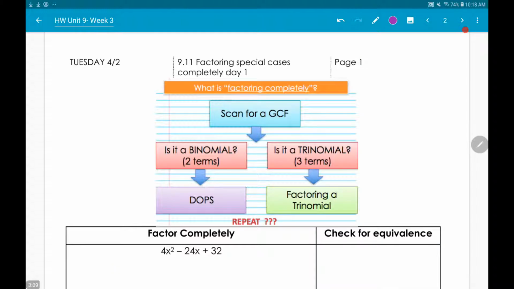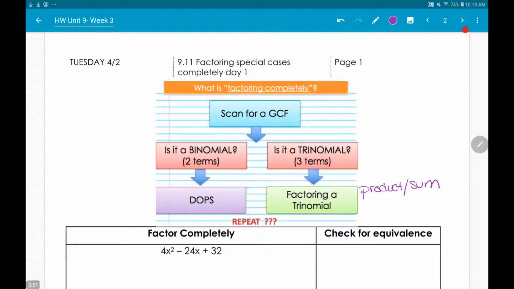Hi guys, so this video is on factoring completely. Basically what we're going to do now is take all three methods that we learned, GCF, trinomial, and DOPS, and put them together to form one problem essentially. The most obvious thing to look for is, is it a binomial? If it is, we check for DOPS. If it's a trinomial, we look, can we factor it using our product sum? The other thing that we did in the beginning, which we kind of forget about, is GCF.